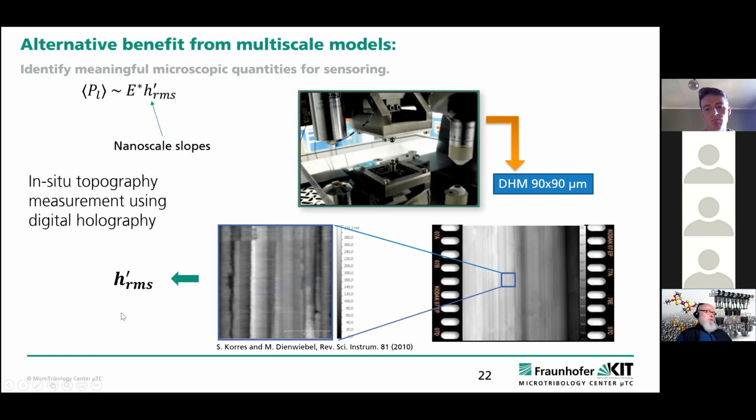So the question is, which kind of sensor signals do you really need? Acoustics by itself is not enough. You need some information about topographies and chemistry. And maybe that's the main benefit from the simulations.